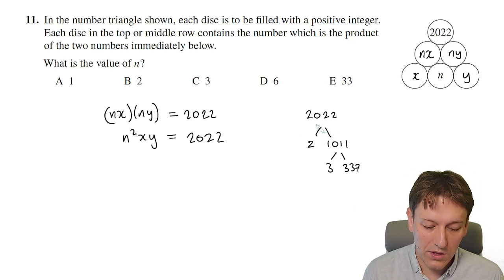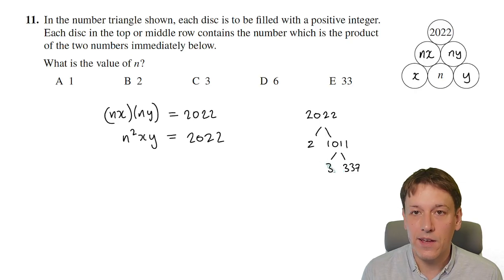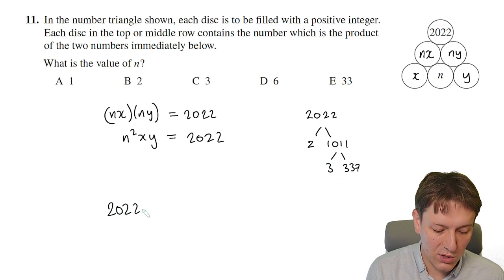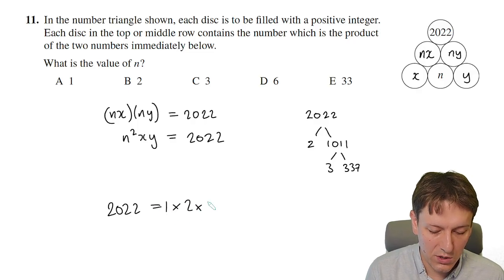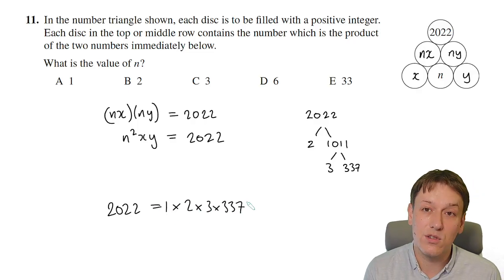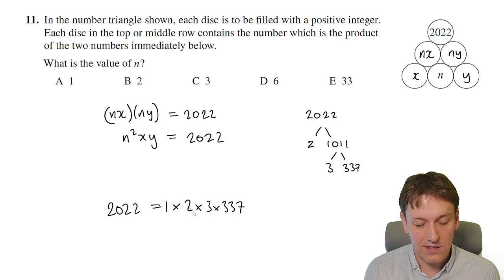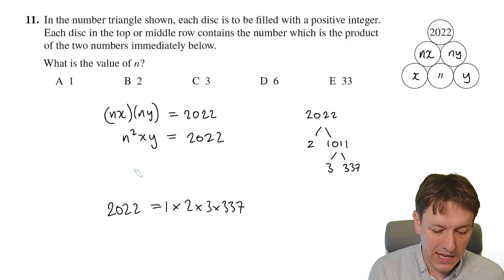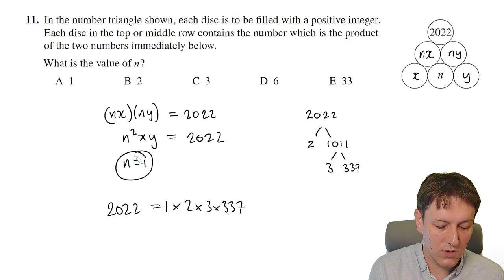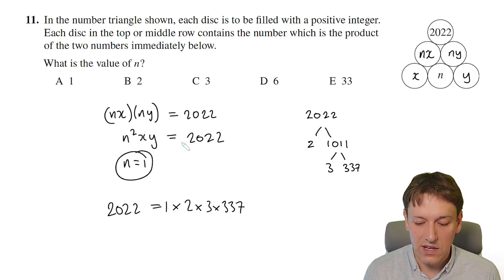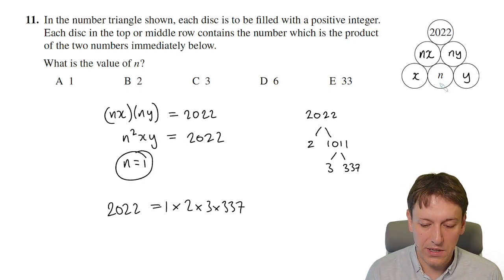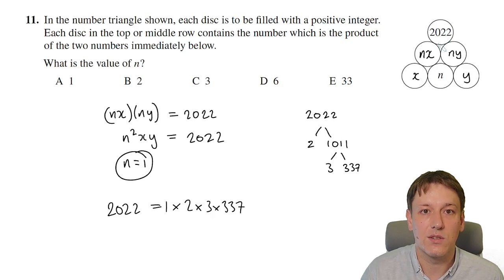So the important point here is that there can't be any square factors apart from 1, right? Because 2022 is 1 times 2 times 3 times 337. For a square number to be a factor, I'd have to have something at least squared inside the prime factorization. So it must be here that the n in this factorization is 1, and then there are different choices for x and y, but we must have n equals 1 because that will end up as a square factor on the top row, and 1 is the only square factor.